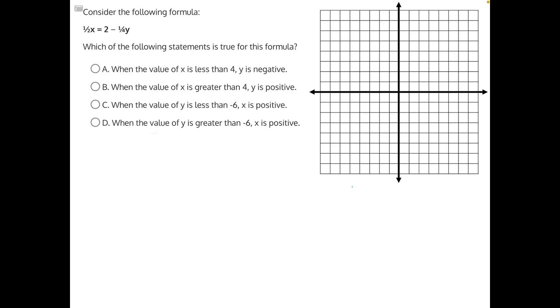Consider the following formula. Which of the following statements is true for this formula? To solve this question, we're going to need to graph the equation, and to do that, we'll need to find our intercepts. So let's start by finding our x-intercept, or where y is equal to 0.